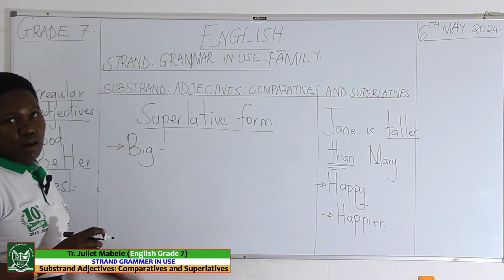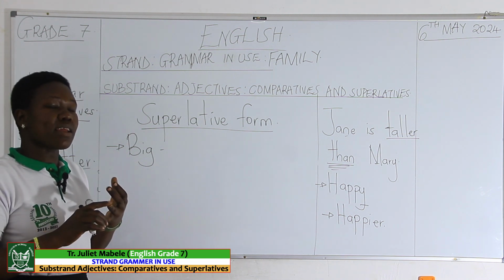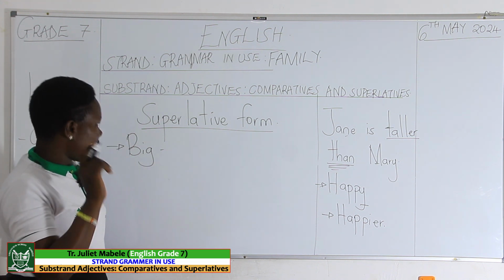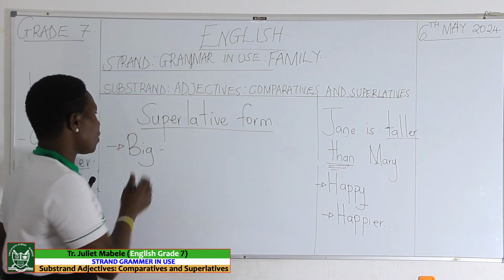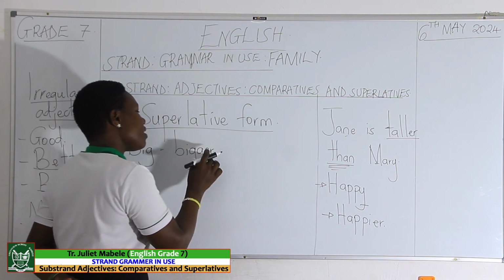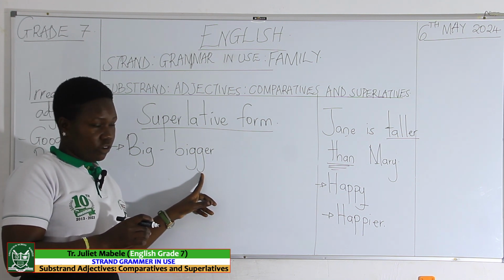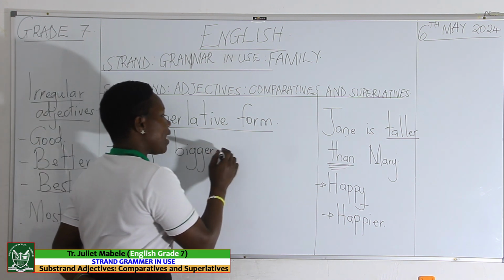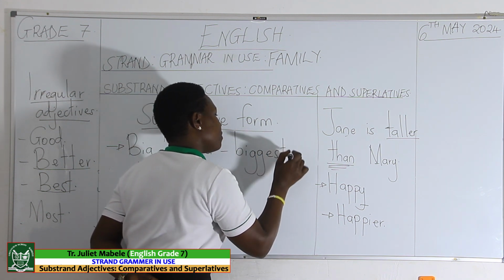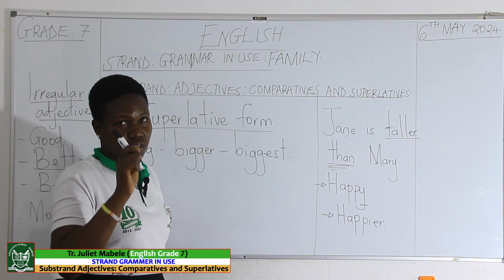We said that you should remember, or you must identify, whether it is a regular or an irregular adjective. So this is a very good one. It is a regular. Why? Because in the comparative form, we add the suffix er, and remember I've doubled the consonant G. Big, bigger, then in the superlative form it will be biggest. We've introduced the suffix est. I hope you still remember that.